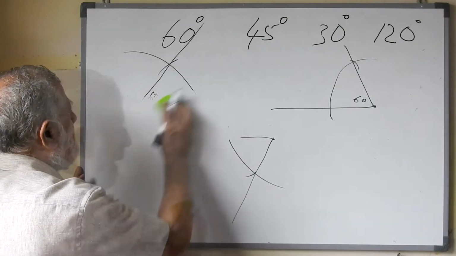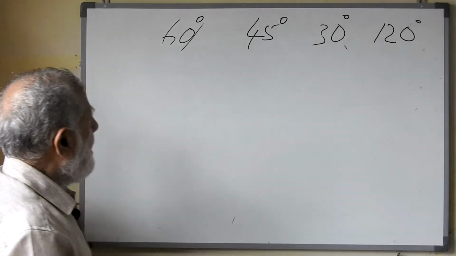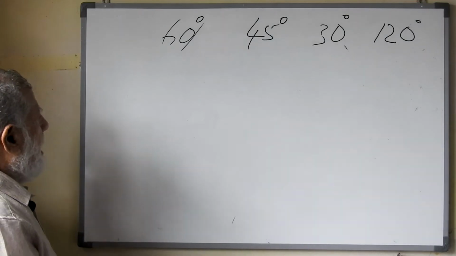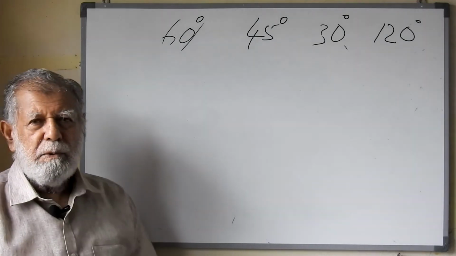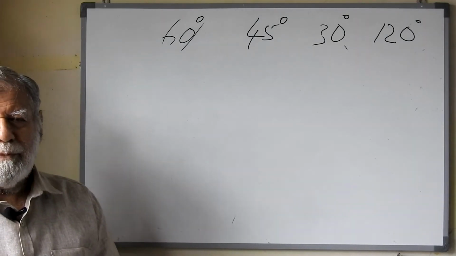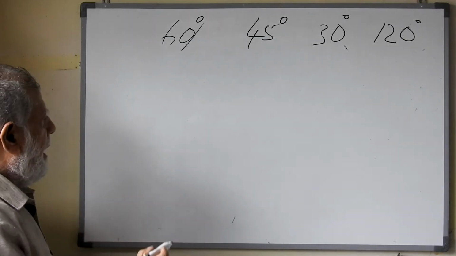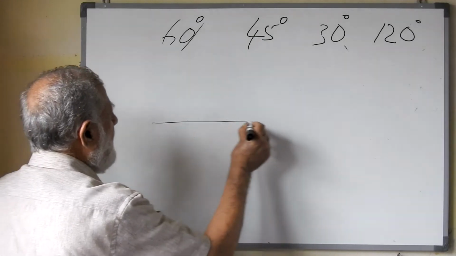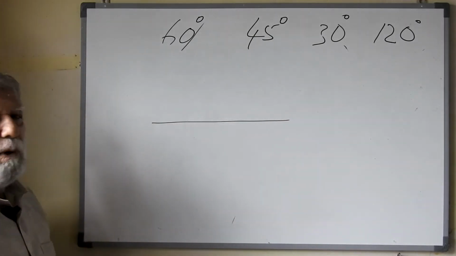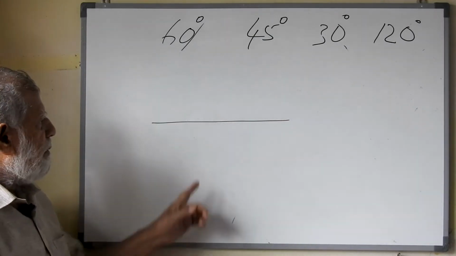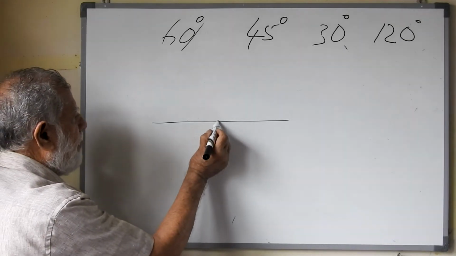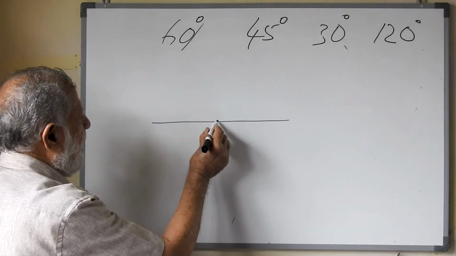So please remember. Now we'll learn how to draw 45 degrees. Now 45 degrees is half of 90 degrees. So what we do is we draw an angle of 90 degrees. We know how to draw 90 degrees. Now supposing you want to draw 45 degrees here, what you do is draw 90 degrees here.